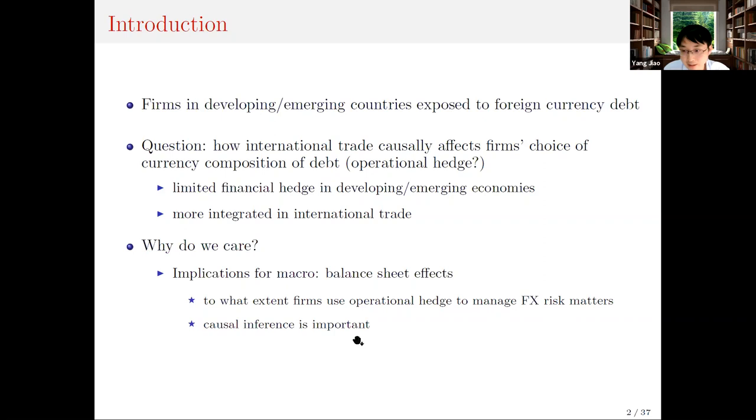We also think causal inference is important, because if we merely say there is a correlation between exporting and foreign currency borrowing, that doesn't directly tell us that firms are doing endogenous hedging, right? There could be unobserved factors that drive both exporting activities and foreign currency borrowing. I can give you a very simple example. If a firm's management team has a lot of overseas experience, the firm may jointly have export activities and foreign currency borrowing. But this doesn't directly tell us that the firms are actively doing this operational hedge to manage their foreign exchange risk.